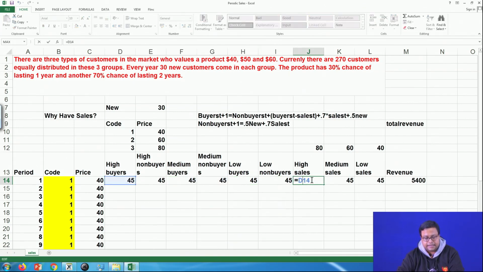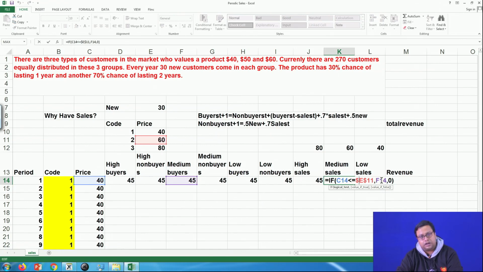The high sales is equal to D14. That means whatever the price is here, the high buyers will always buy, because their willingness to pay is 80 rupees. But the medium buyers will buy only if this price is less than their willingness to pay. So if C14 is less than E11, which is 60, then only the medium buyers will actually convert to sales, otherwise 0.